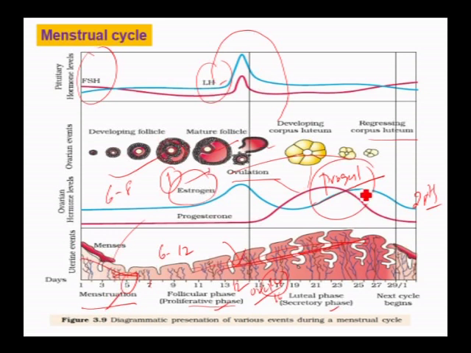The immediate decline in the concentration of progesterone is responsible for menstruation again. So the cycle repeats again. So this cycle of changes in the female reproductive system during reproductive phase is called menstrual cycle.